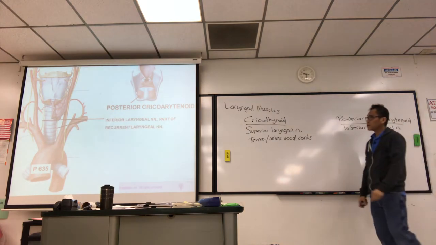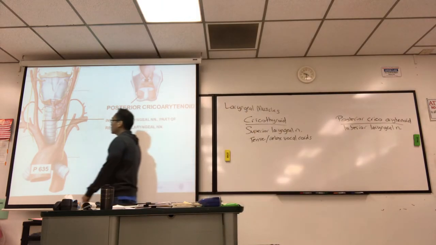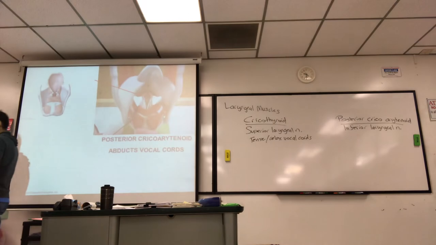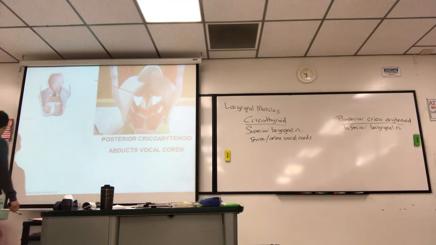The inferior laryngeal nerve, again, a branch of the vagus, a branch of the recurrent laryngeal nerve. I chose this muscle, it's pretty important. It helps pivot the arytenoids.